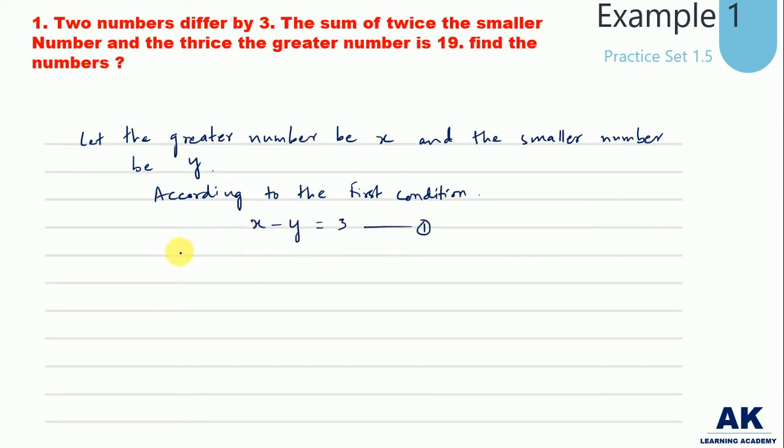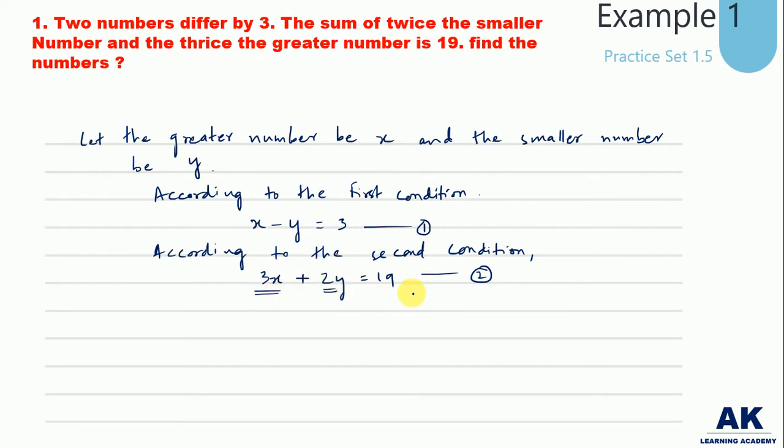Then according to the second condition, I can say that 3x plus 2y is equal to 19, right? Which is equation number 2. That is, the sum of twice the smaller number and thrice the greater number is 19, right?